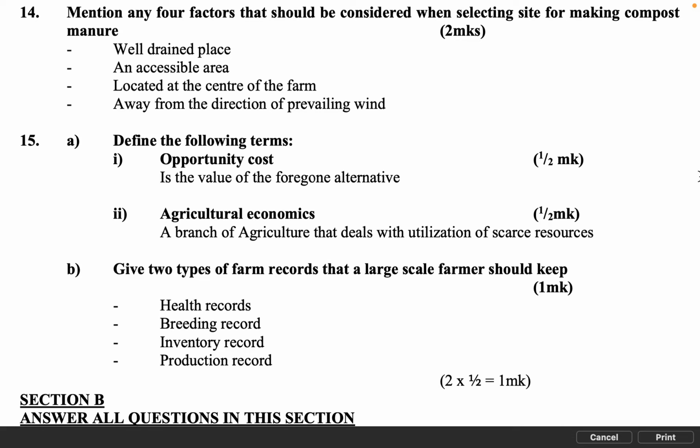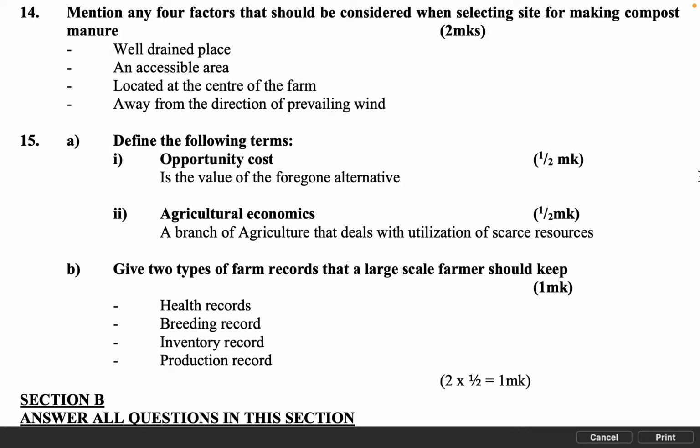15. A. Define the following terms. I. Opportunity cost, 1/2 MK. Is the value of the foregone alternative. II. Agricultural economics, 1/2 MK. A branch of agriculture that deals with utilization of scarce resources.